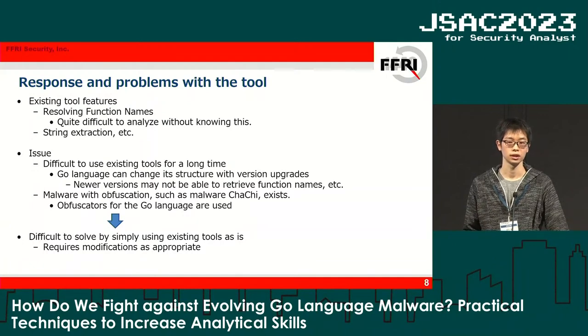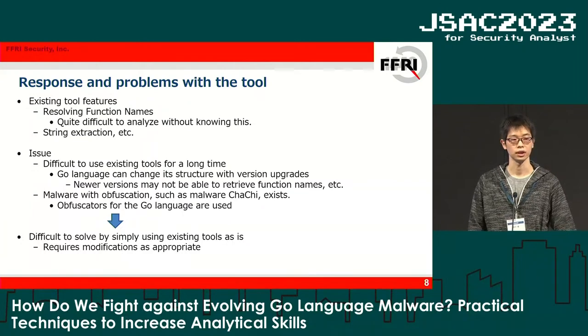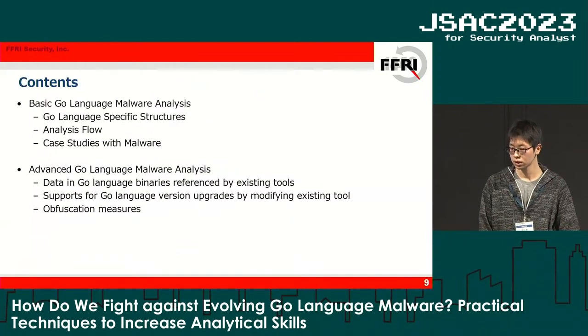The second problem is obfuscation. This happens with general malware, but there are obfuscation tools for Go language, and then the function names will no longer be a hint for analysis and the strings will not make sense anymore. If you use existing tools as is, it will be hard to analyze. So we need to deal with upgraded versions of Go language as well as obfuscation.